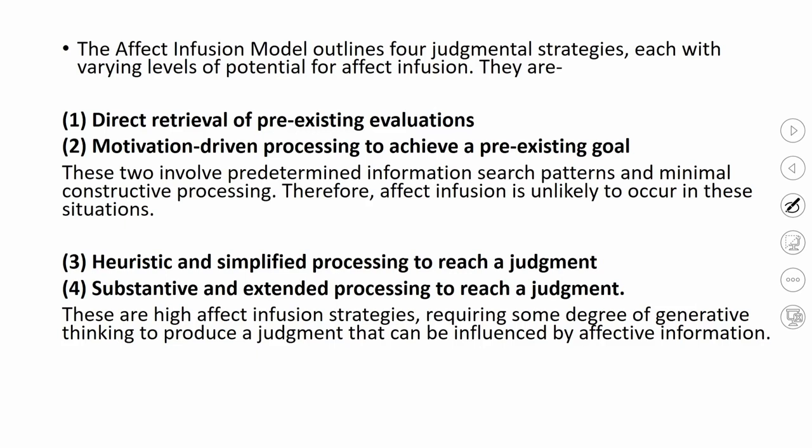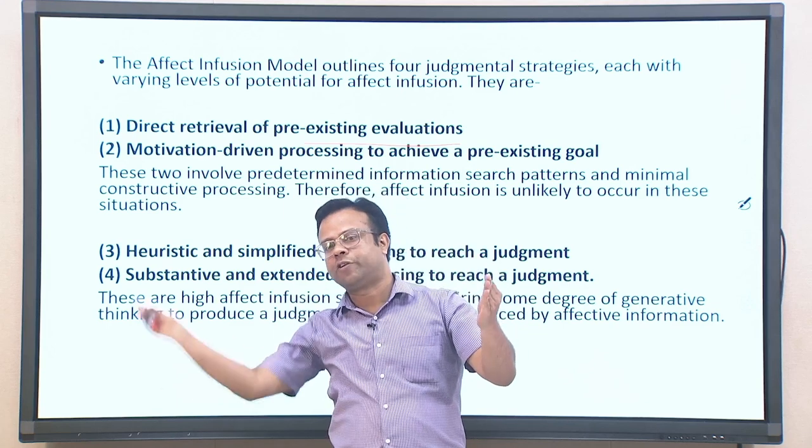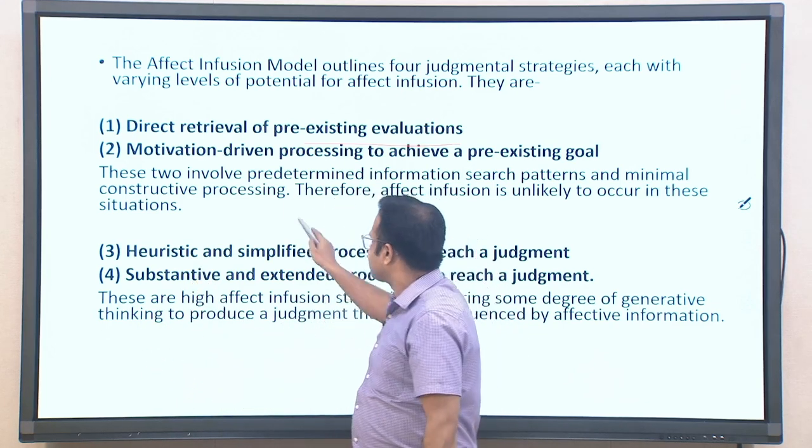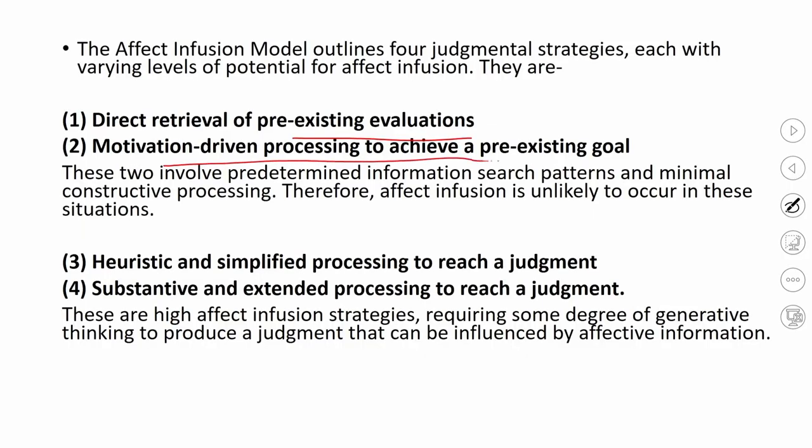These are the four conditions. One is direct retrieval of a pre-existing evaluation. We will talk about them in a little more detail. Directly you are retrieving, so there is no effort involved. You already have something very clearly known to your mind, and you take that information directly and make some evaluation. Second is motivation-driven processes to achieve a pre-existing goal. You are already motivated to do something, and that motivation is guiding it.